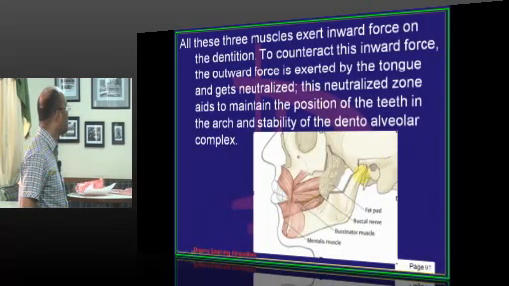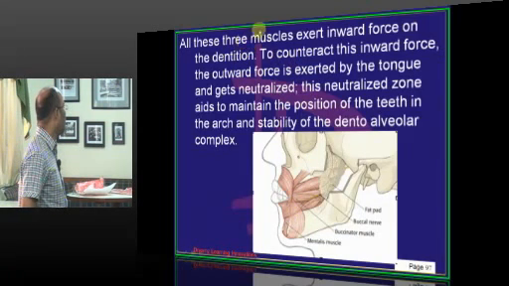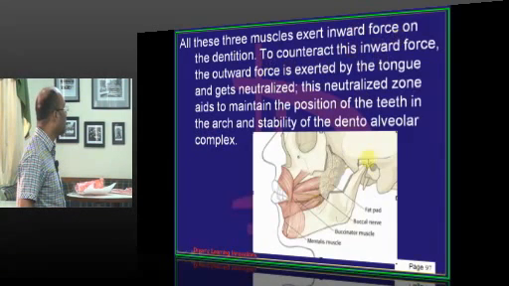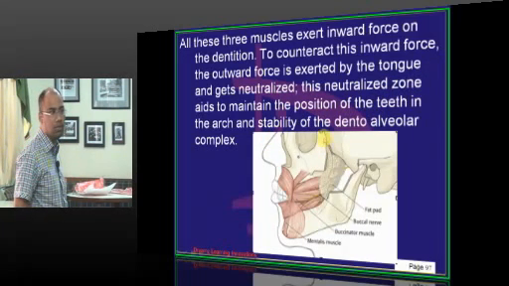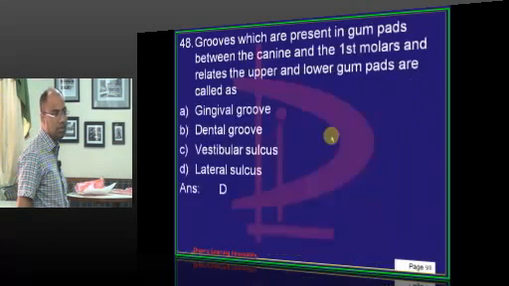So there exists a balance between the buccinator mechanism and the tongue. All these three muscles exert inward force on the dentition. To counteract, you have got a tongue which neutralizes, and the stability and the position of the teeth in the arch and the dentoalveolar complex is by your neutral zone, or the phenomenon of neutral zone is because of your tongue and your buccinator mechanism.